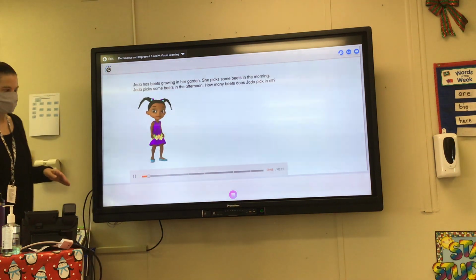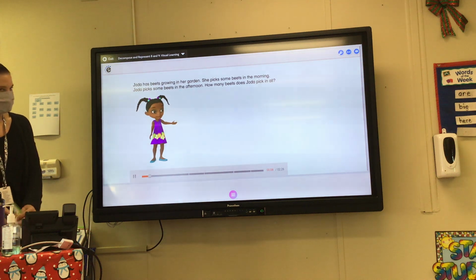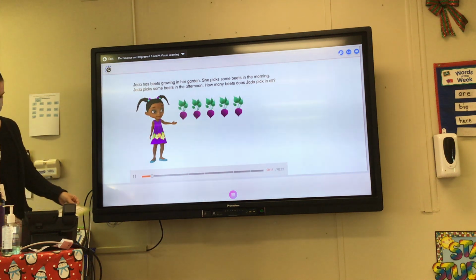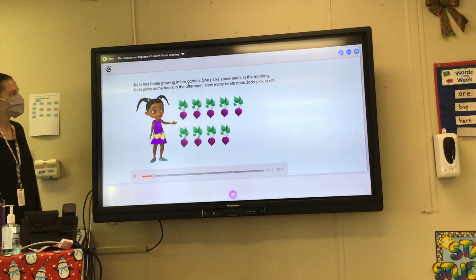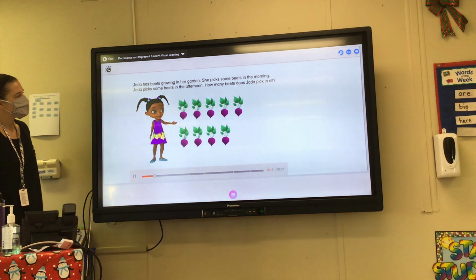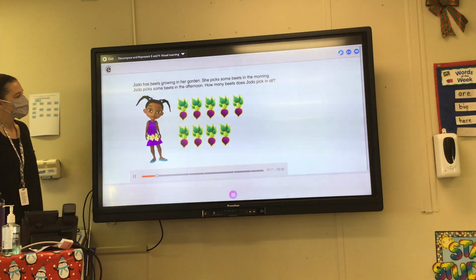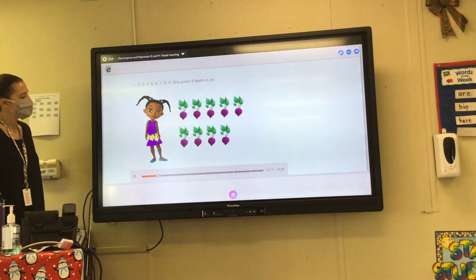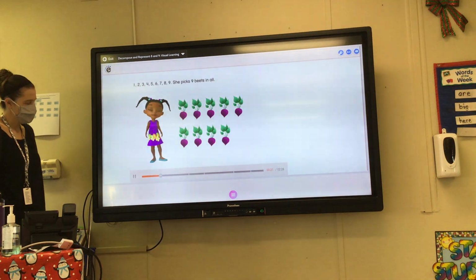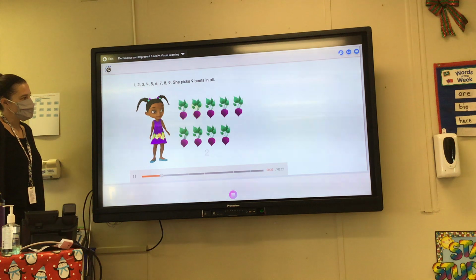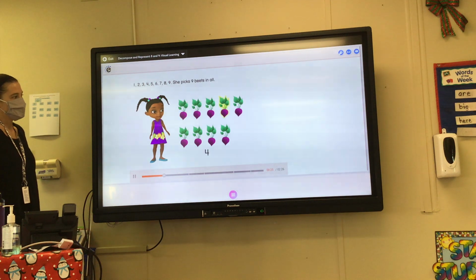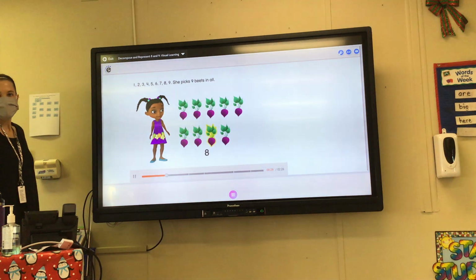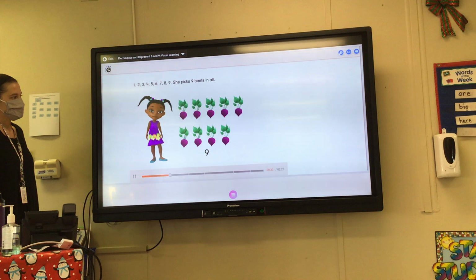Jada has beets growing in her garden. She picks some beets in the morning. Jada picks some beets in the afternoon. How many beets does Jada pick in all? Let's count. 1, 2, 3, 4, 5, 6, 7, 8, 9. She picks 9 beets in all.